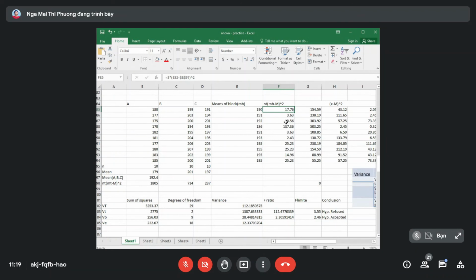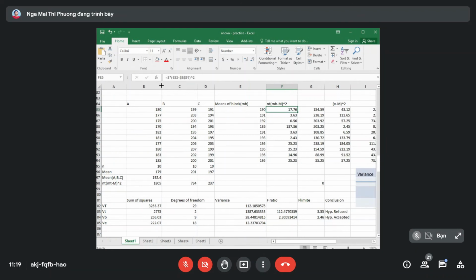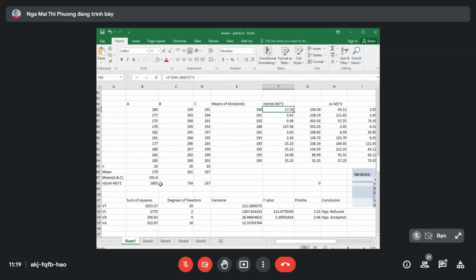Or you can take 2 or 3 values after the comma, that is okay. We will set the rule that it is 2 or 3 numbers after the comma. I will tell you later in the exam. So normally we take 2. Okay, and square.